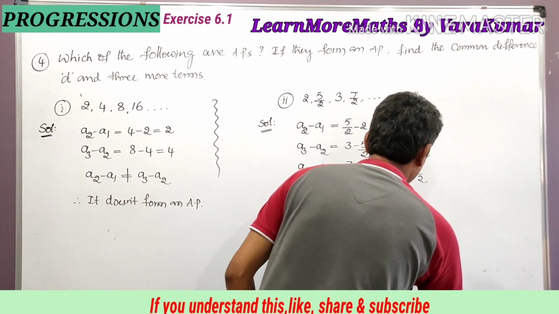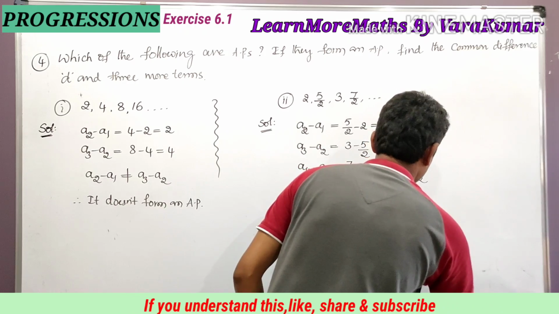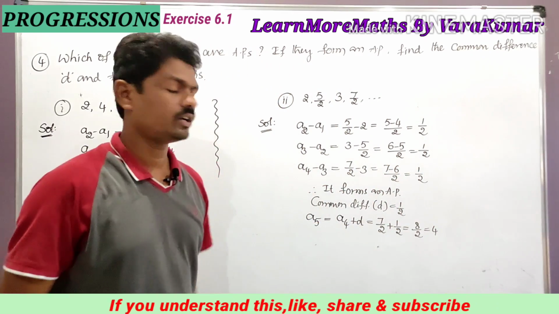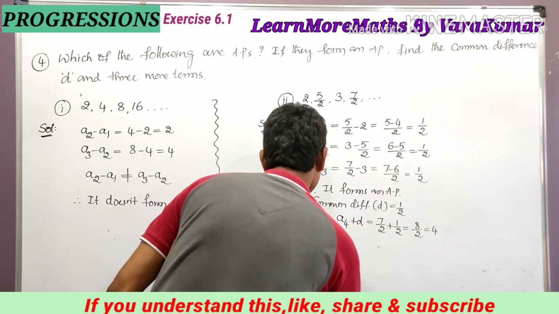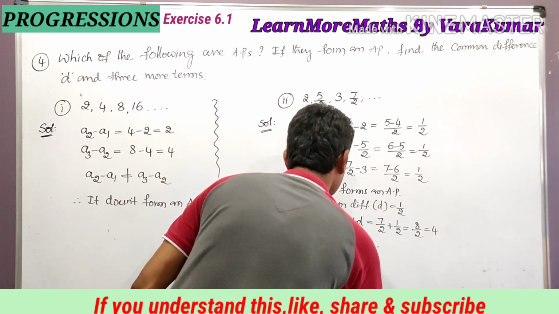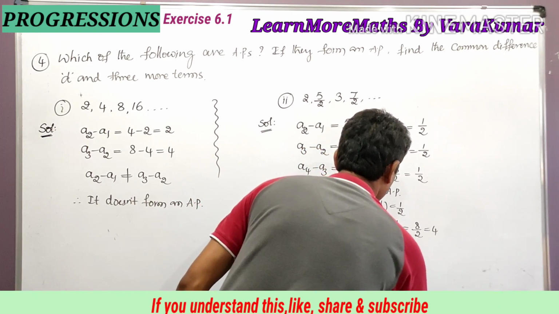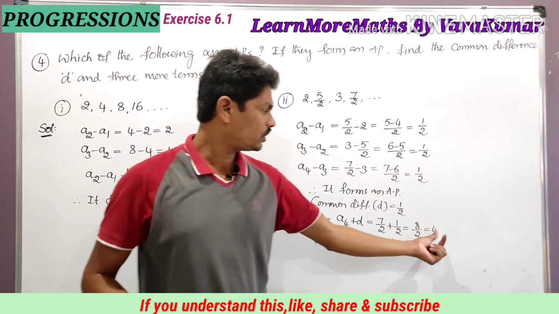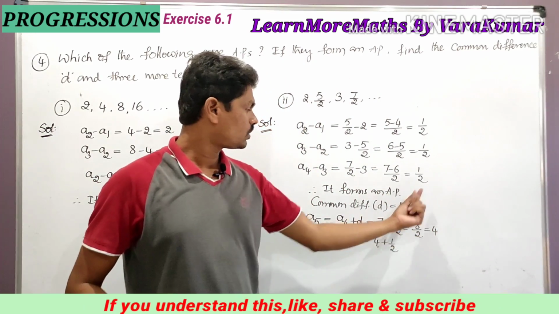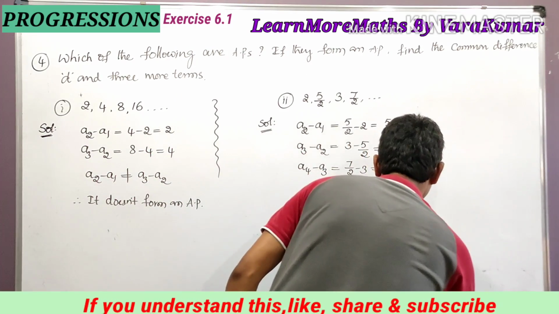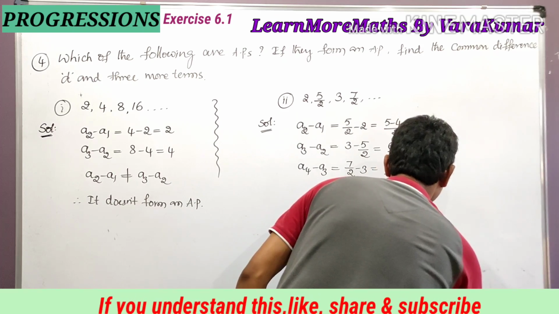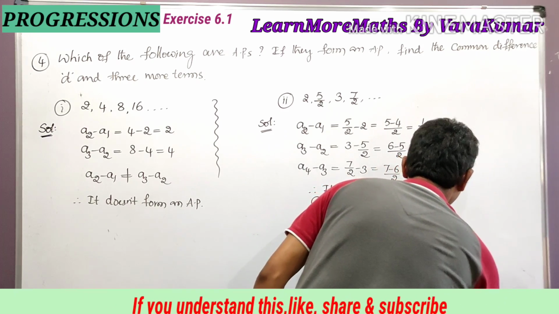So we can get it totally 8 by 2, which is 4. 7 plus 1 is 8 by 2, 4. So next A6 is equal to A5 plus D, student. Again A5 is 4, D is 1 by 2. A5 we have 4 plus D is 1 by 2. So again we have to find LCM. 8 plus 1 divided by 2, which is 9 by 2.